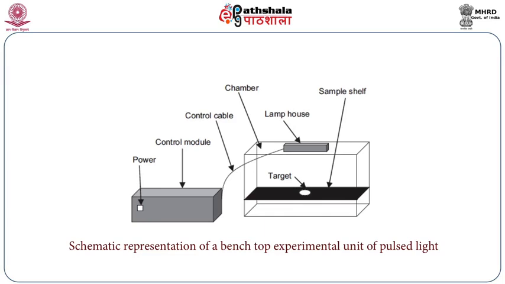In this picture, in the slide, you can see a schematic representation of a benchtop experimental unit of pulsed light. It also looks like your microwave oven. Here the power is there, a power control module is there, then one cable is connected, and from that cable it is connected to the lamp house, where the xenon gas is there. The lamp is filled with xenon, and we supply high electric energy to it, and it emits the electrons present in the xenon, and it emits light to the surroundings.